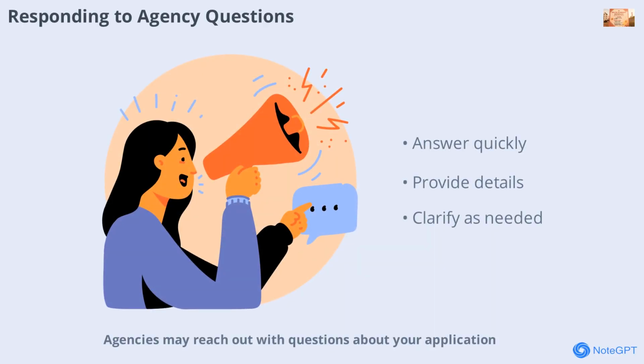Agencies may reach out with questions about your application, such as the type of operation or specific real estate details. Responding promptly and thoroughly demonstrates your commitment and helps move your application forward. Be prepared to provide additional documentation or clarification as needed.